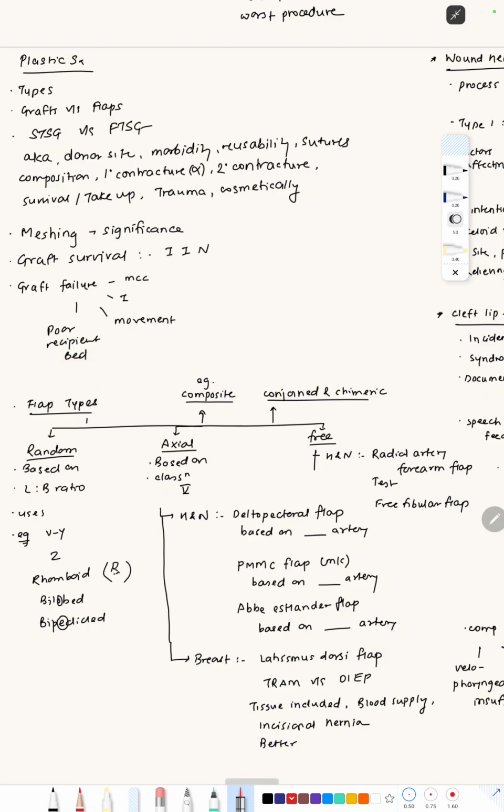So basically the recipient bed should be cleared off from any slough material. For example, if there is any granulation tissue, then it should be first cleared off, and then the graft should be placed.